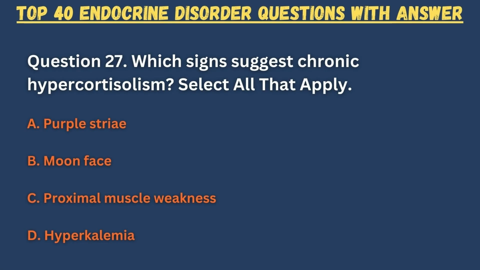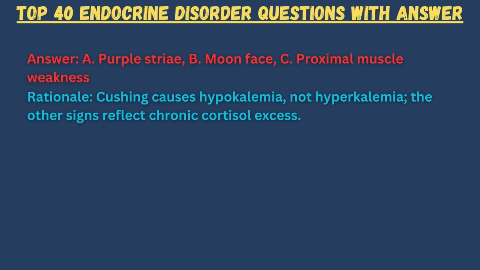Question 27. Which signs suggest chronic hypercortisolism? Select all that apply. A. Purple striae. B. Moon face. C. Proximal muscle weakness. D. Hyperkalemia. Answer. A. Purple striae. B. Moon face. C. Proximal muscle weakness. Rationale. Cushing causes hypokalemia, not hyperkalemia. The other signs reflect chronic cortisol excess.